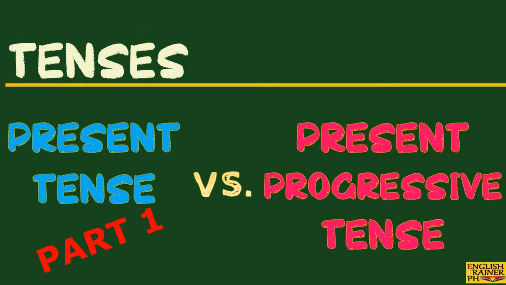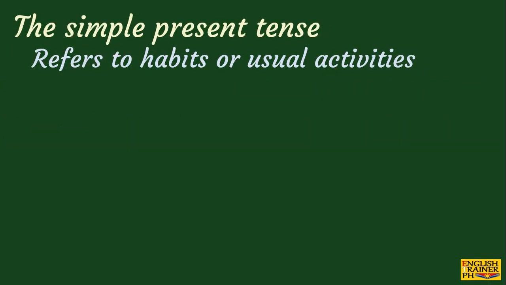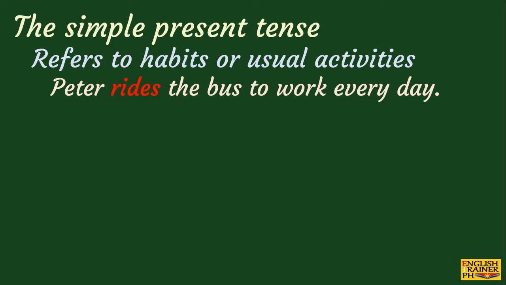So, let's begin. We use the simple present tense when we want to talk about a habit or a usual activity, meaning that this is something that normally happens or something that you normally do. In our example, Peter rides the bus to work every day, which means that he does this all the time or he does this every day.